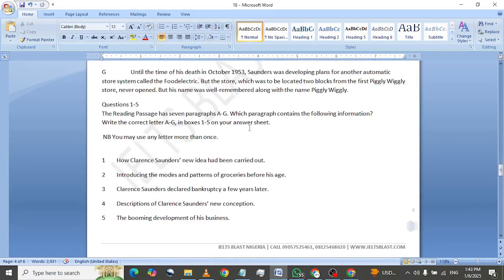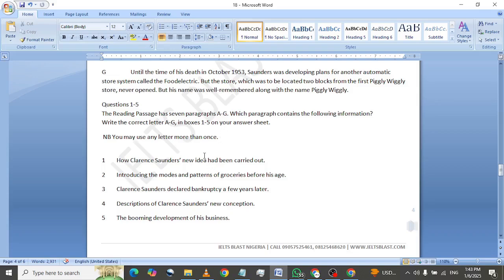Okay, so these are the questions. The instruction says: the reading passage has 7 paragraphs, A to G. Which paragraph contains the following information? Write the correct letter, A to G, in boxes 1 to 5 on your answer sheet.